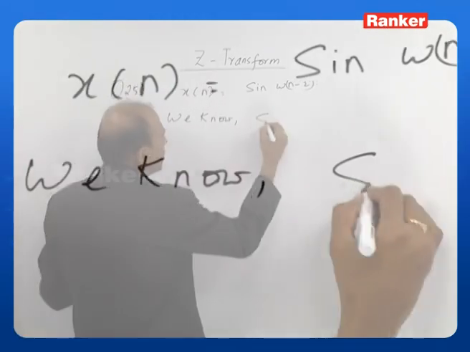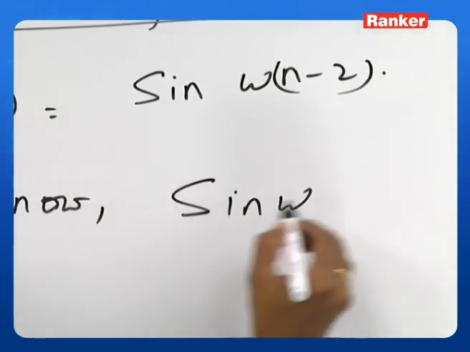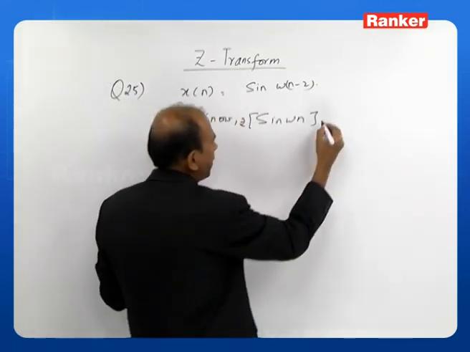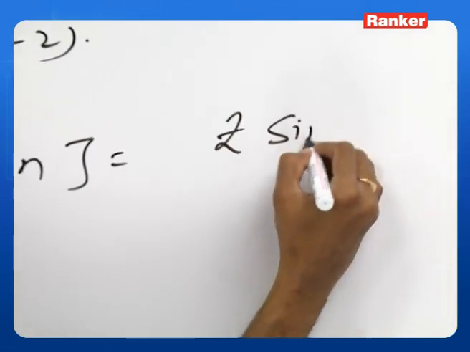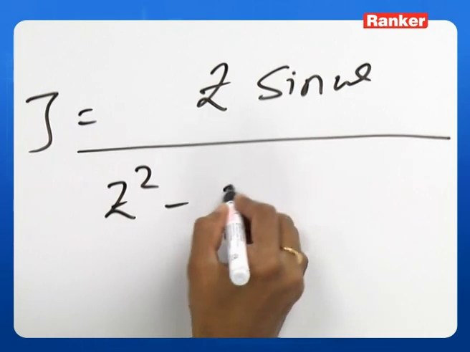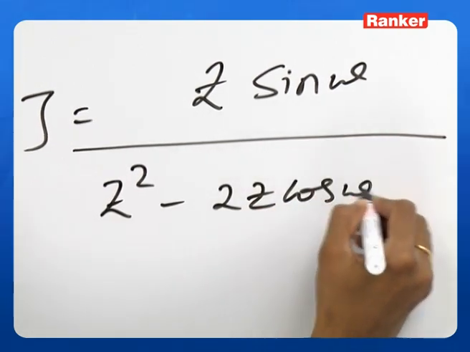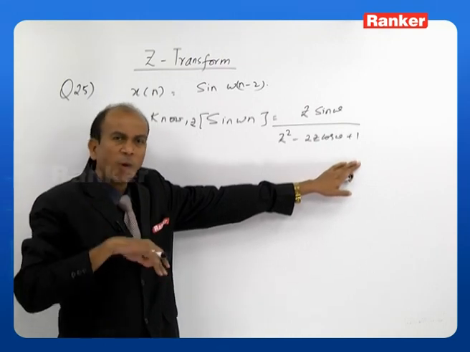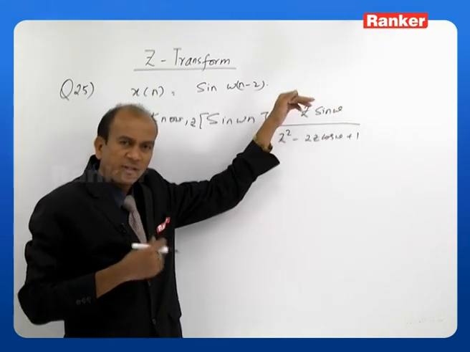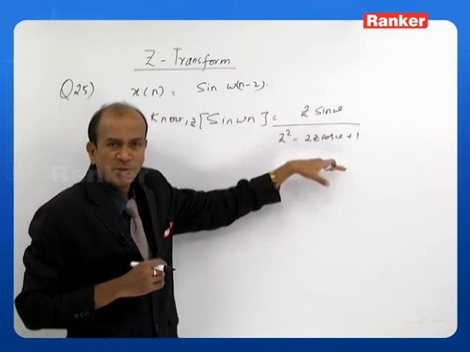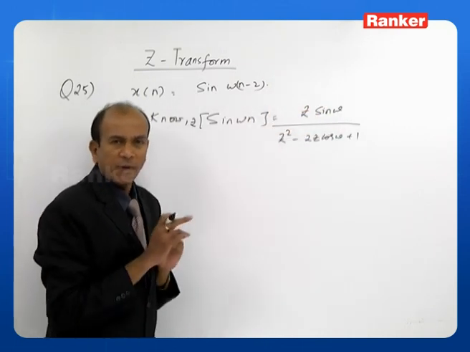Okay, we know the z transform of sine omega n, what we have done earlier. This will be equal to z sine omega by (z square minus 2z cos omega plus 1). So this is the result which you obtained last class, which I was actually insisting on all of you to remember. So I remembered this, so you also must remember. So this is what we have put on here.